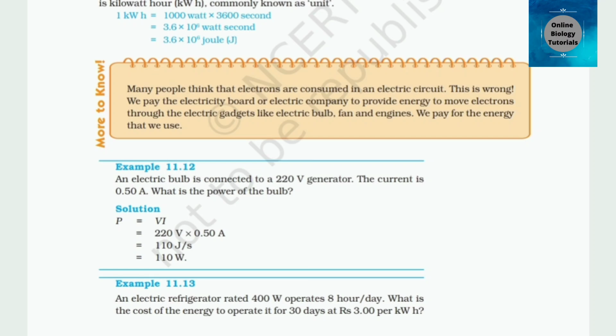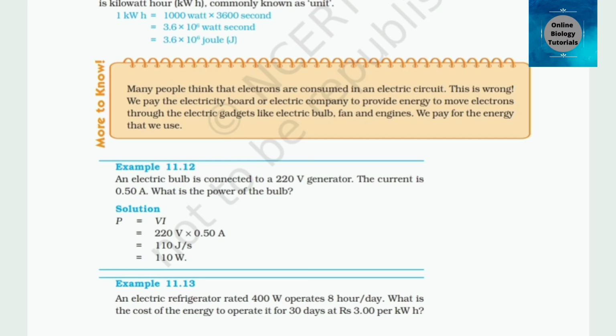Example 12.12. An electric bulb is connected to a 220 volt generator. The current is 0.50 A. What is the power of the bulb? Solution. P = VI = 220 volt × 0.50 A = 110 joule per second = 110 watt.